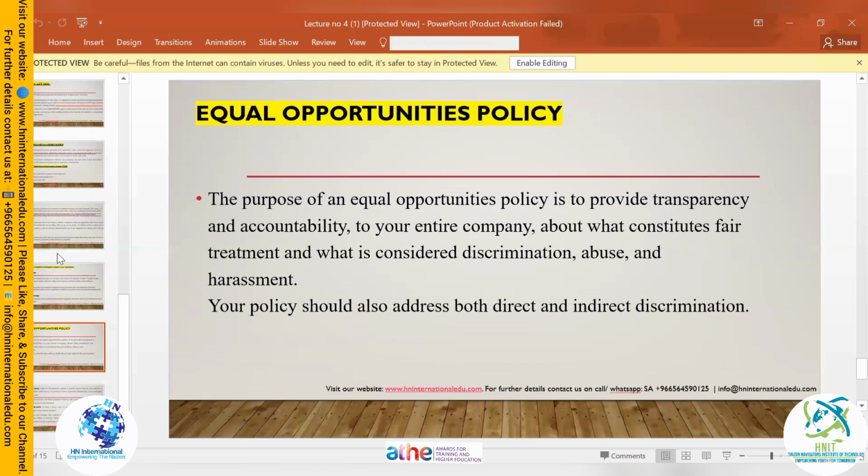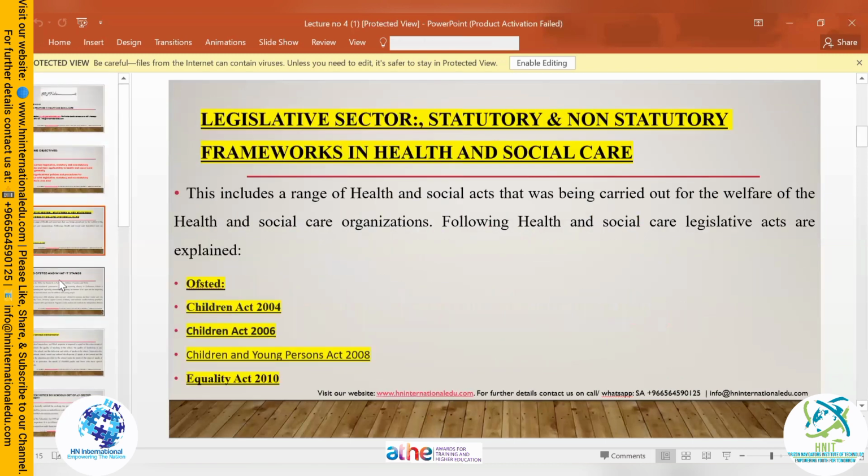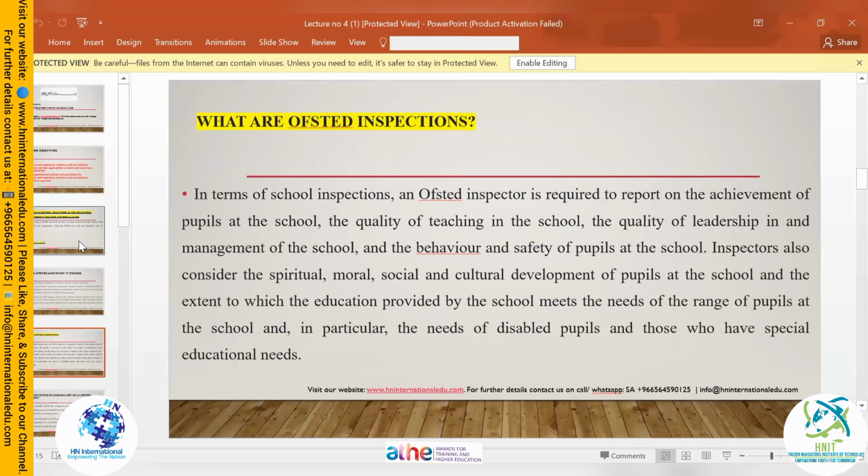So these are the laws, and these are some of the policies that have been implemented in an organization in order to achieve greater results in the sector of health. So this was lecture 4, and we have now covered 1.1, 1.2, 1.3, and 1.4 LOs. In the next lecture, we will discuss the task scenarios that are related to these four LOs, and our one assignment lecture will be completed.